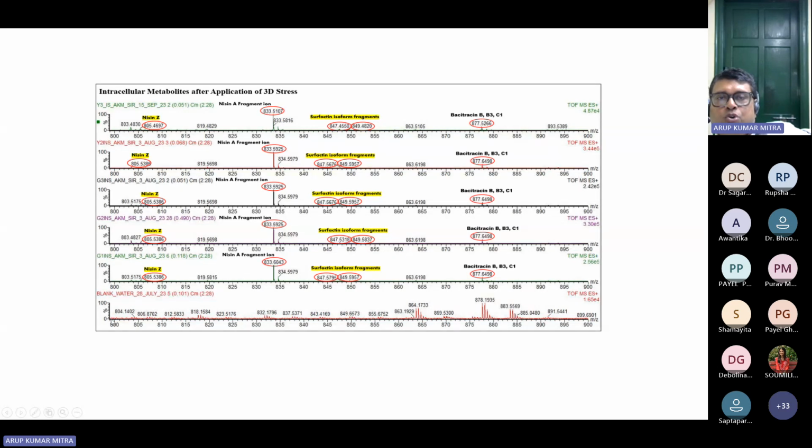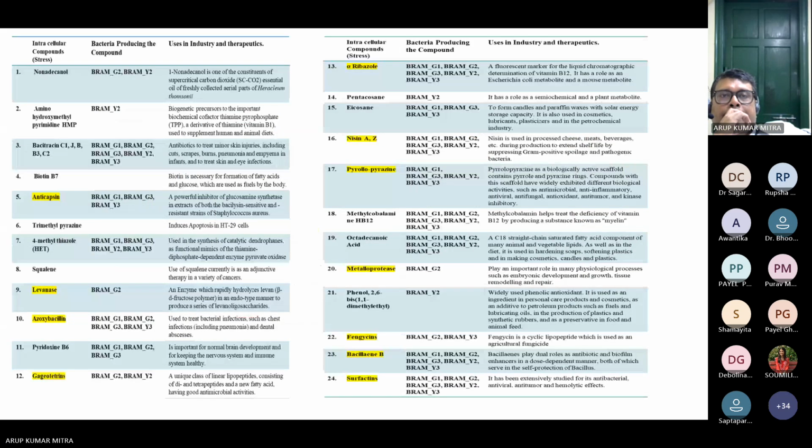The SIMS data actually showed that. You can see the lower one is the control, under the stress, under the 3D stress. When these organisms went under the 3D stress, these secondary metabolites are being produced. It's not that they are producing because of temperature or UV alone, but because of drought, UV and high temperature together, the secondary metabolites in the form of antibiotics are being generated. So this particular slide will give you a better idea. I have also highlighted some of them.